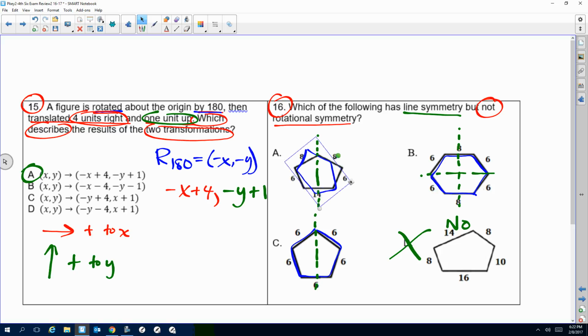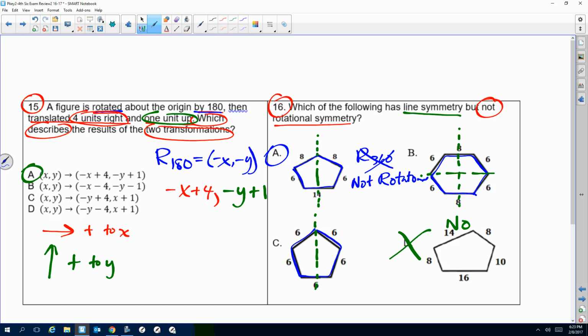So if I were to rotate this, look, it doesn't fit on top of each other. Like right there, if I stop right there, it's not fitting perfectly. Not fitting, still not fitting. It would take a full 360 for it to map. If it takes 360, then it does not have rotational symmetry. So this one's answer is A. Right there. Got the first answer choice.